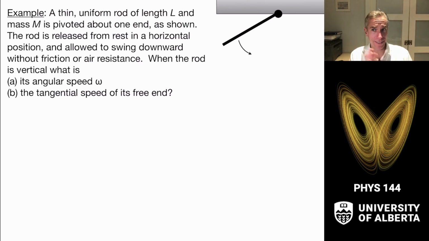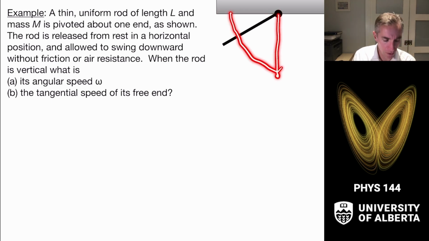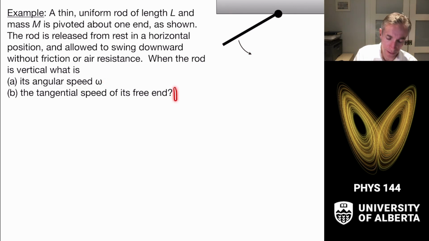Another problem. This is a thin uniform rod of length L and mass M, pivoted around one end. The rod is released from rest in a horizontal position and swings down. We want to know, when it's vertical, what's its angular speed and the tangential speed of the free end. Again, this is an energy problem.